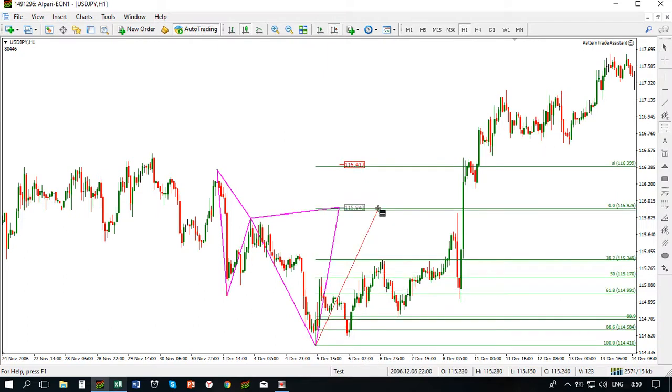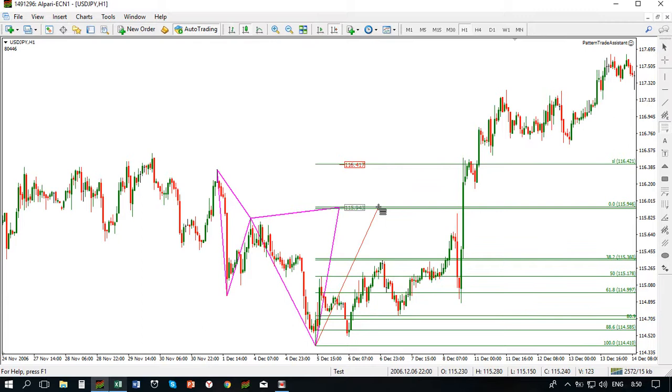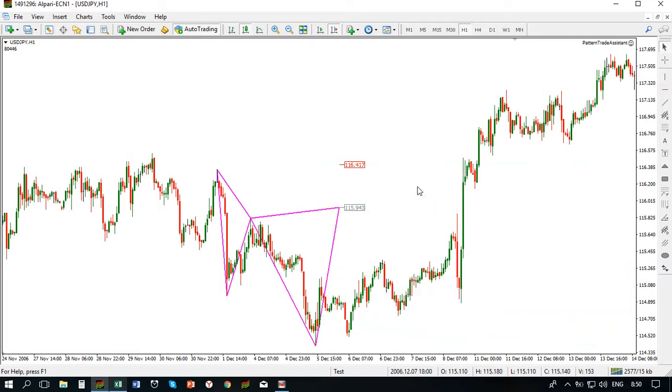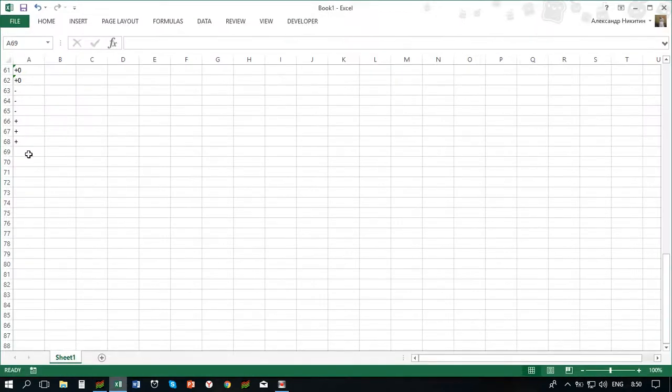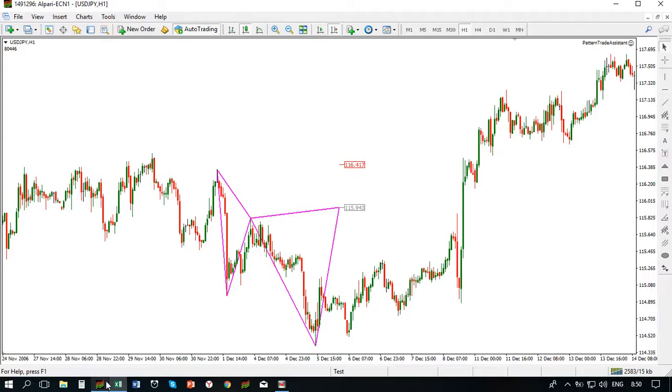Here's the rules for the offset. You see, target was below the offset, so the few pip rule doesn't work here. We did have that, and it is a loss. If it did hit the offset level, then I'd say, well, it's simply a pattern that didn't complete.